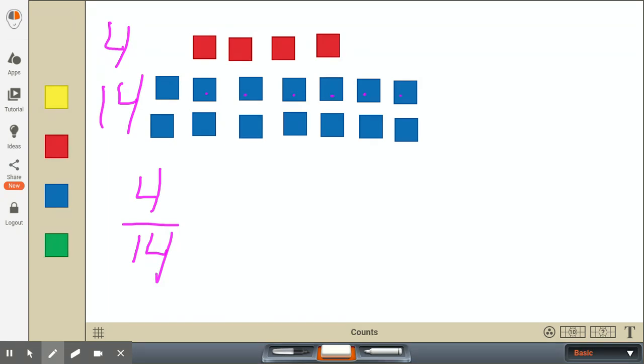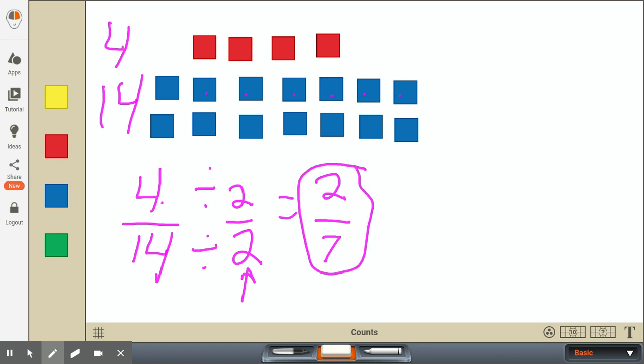So if I'm looking at this, I say, well, they're both even, so I could divide the numerator and denominator by 2. And I get 4 divided by 2 gives me 2. 14 divided by 2 gives me 7. And we always talk about multiplying or dividing by a whole. And if I make this a fraction, 2 over 2 is indeed 1 whole. So we have 2 sevenths.